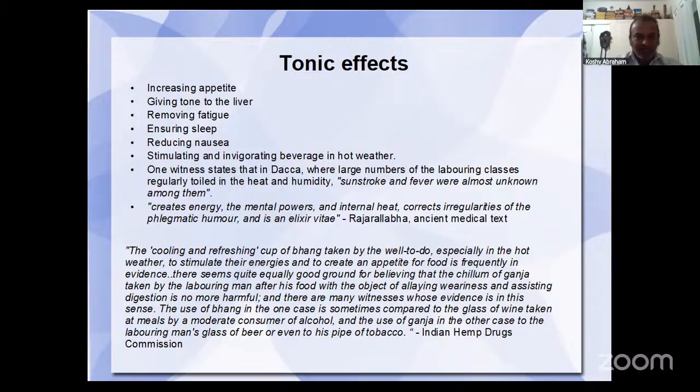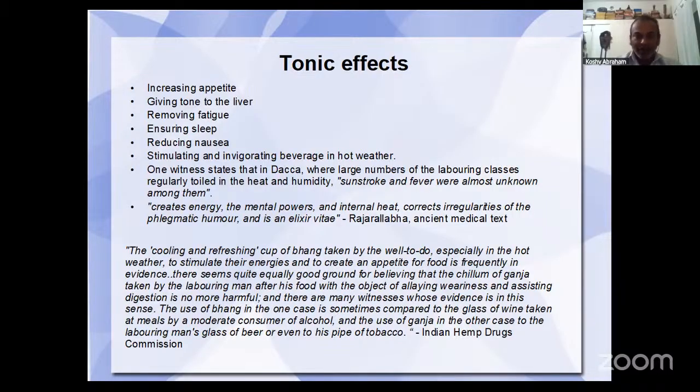The Rajanirghanta, the ancient medical text, calls cannabis an elixir vitae. Basically, it's like an elixir of life, giving vitality and improving the whole body and mind. The Hemp Drugs Commission concluded on this area, basically saying that the well-to-do classes, the upper classes, generally drank cannabis as bhang, and it was called the cool and refreshing cup of bhang.